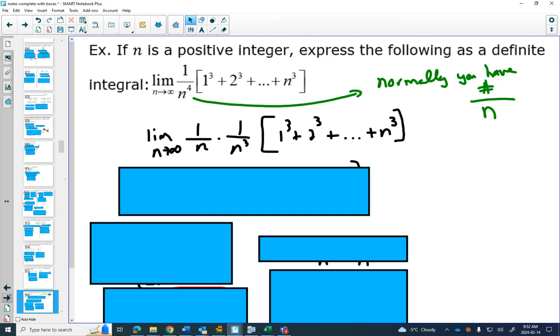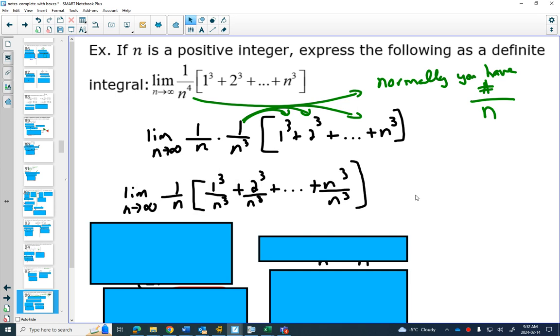Well, we can get our 1 over n if we split up our n to the 4 as a 1 over n and a 1 over n cubed, and then took this 1 over n cubed, and like, I don't like that on the outside, I'm going to throw that on the inside. And then things seem to be a little bit better.